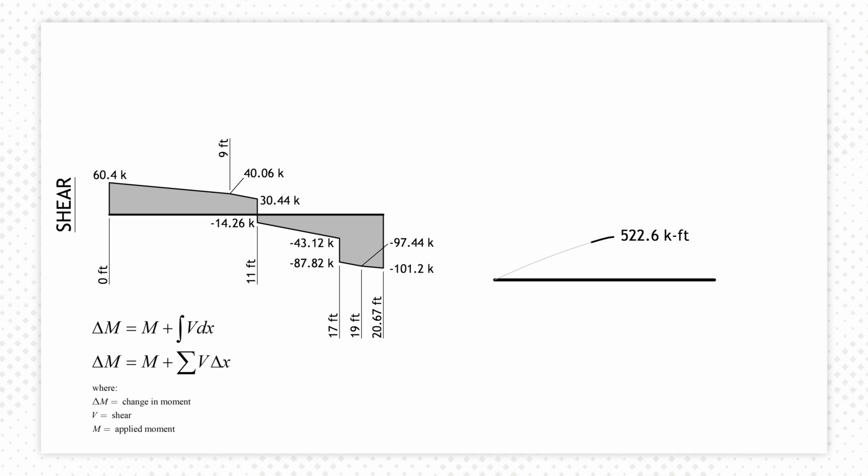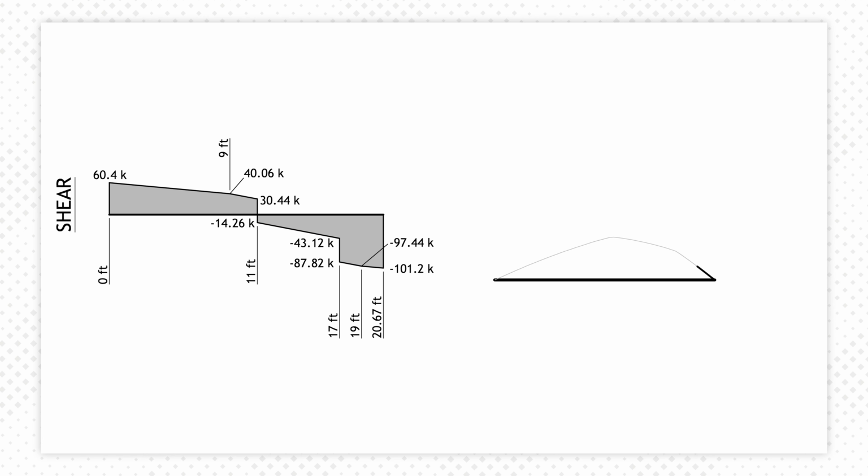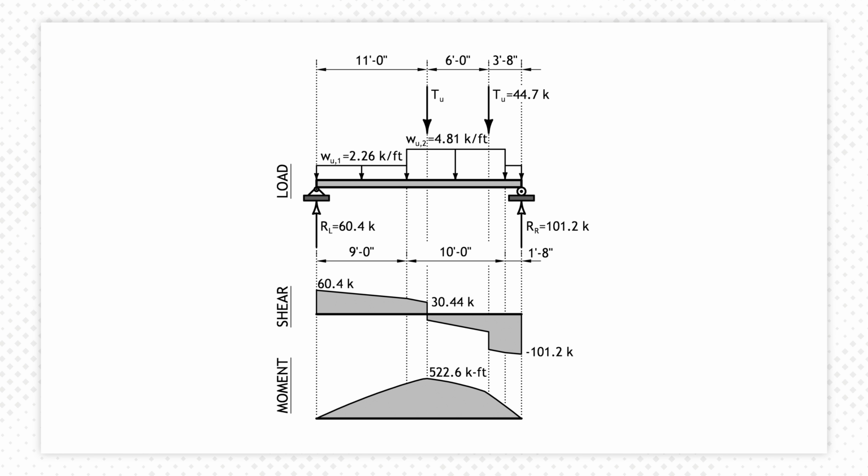To find the change in moment for the next 3 points, we find the areas under the shear diagram as 172.1, 185.3, and 165.9 kip feet, respectively. This gives us moments of 350.5, 165.2, and 0, respectively. Note, using these numbers, there is a negligible rounding error of 0.1%. This gives us a completed load, shear, and moment diagram.